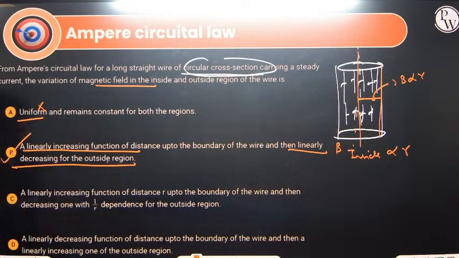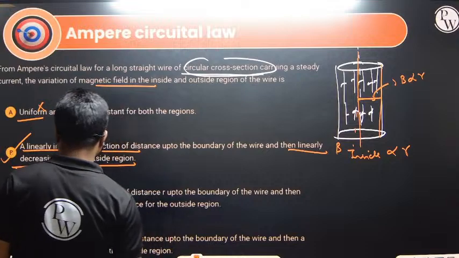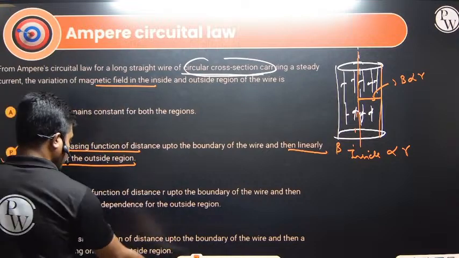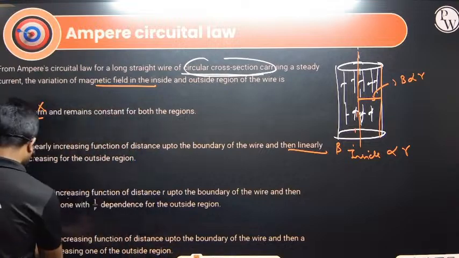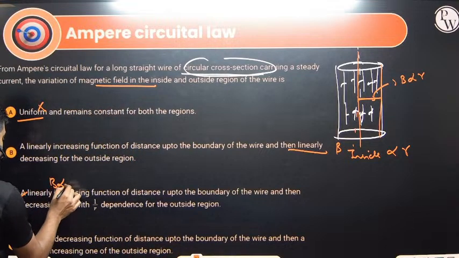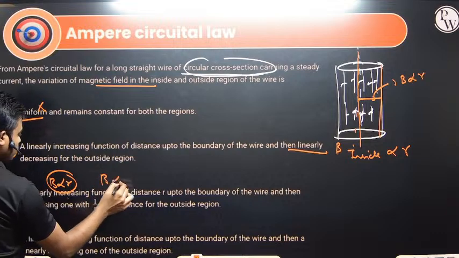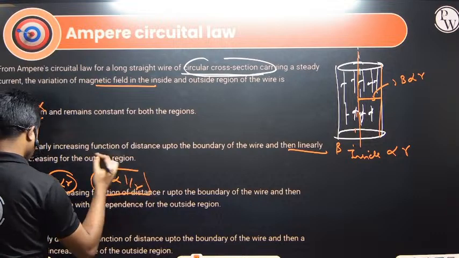Okay, a linearly increasing function of distance up to the boundary, and then decreasing with 1 by r dependence for the outside region. So here it is increasing up to r, and then decreasing with the 1 by r dependence in the outside region. Okay, already I mentioned 1 by r, so we'll click on this, because B is inversely proportional to r. Okay.